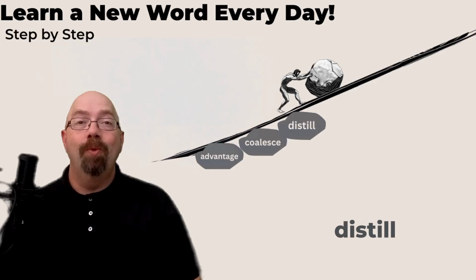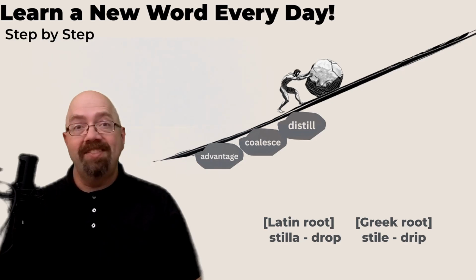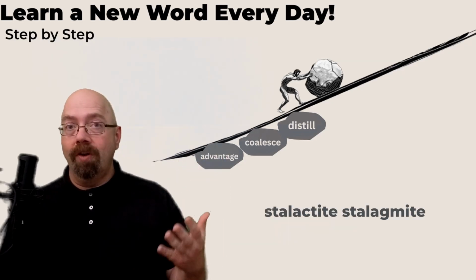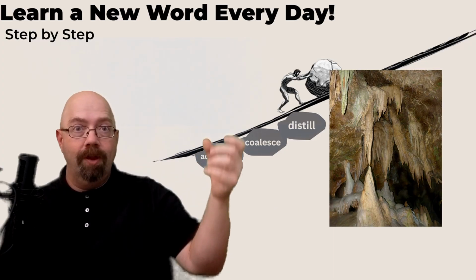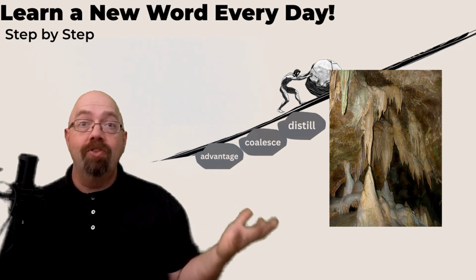Let's break down the word distill. Distill comes from a Latin root, stilla, which means to drip. You might find this in another word, stalactite or stalagmite, where water and stone drip over years and become large hanging stone structures.